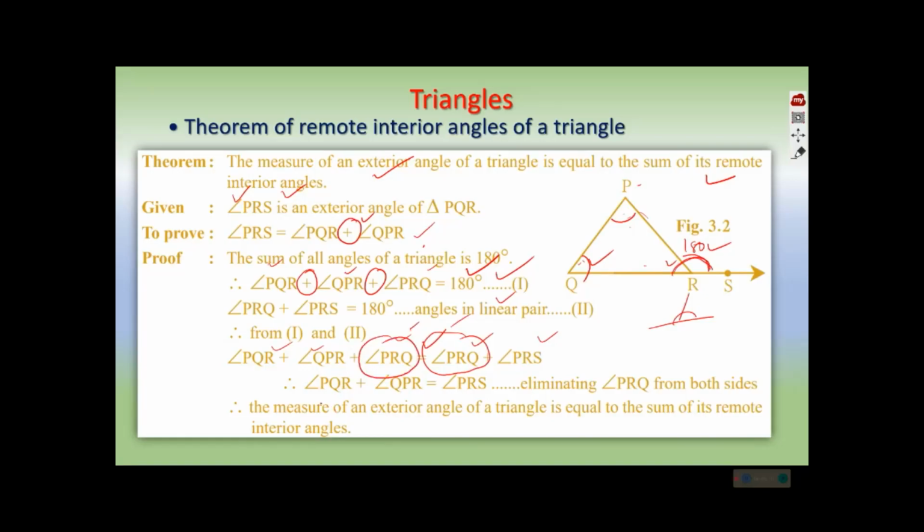What will remain is angle PQR plus angle QPR, which is equal to angle PRS. So this is what the theorem is. The theorem says that this exterior angle is equal to the sum of the remote interior angles.